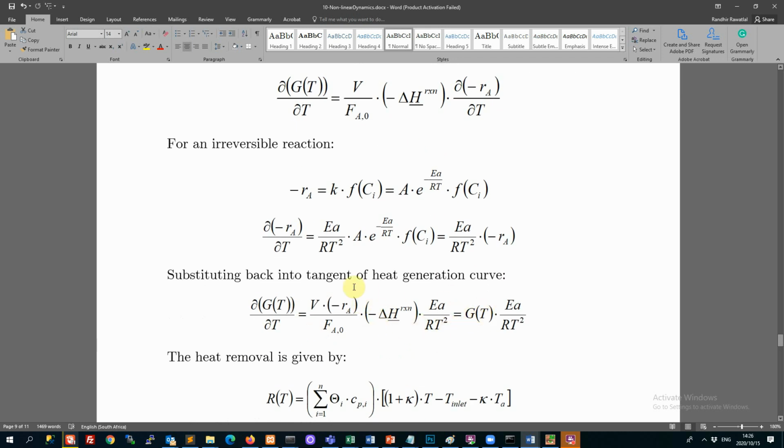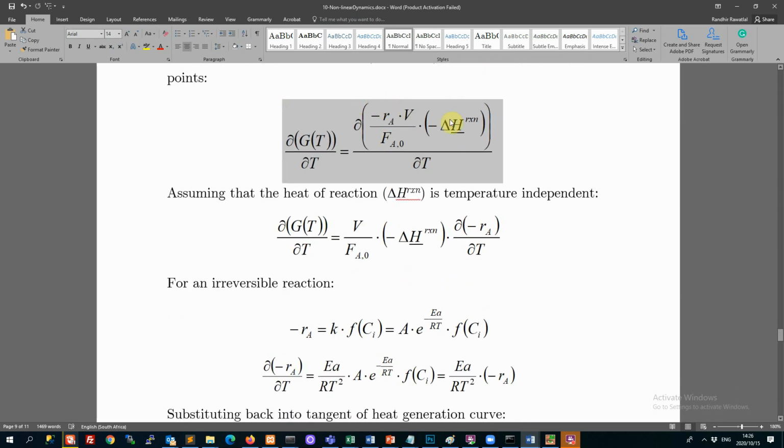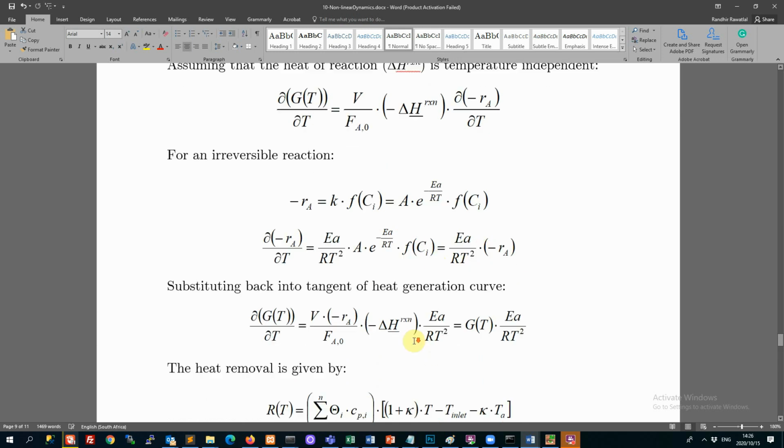Then if you look at the form of this and compare it with G of T, G of T is this thing, and you can see this part is just k. So it's k times that function of concentrations, and you can replace this again by R. So you can just rewrite it like that. So that's that part.